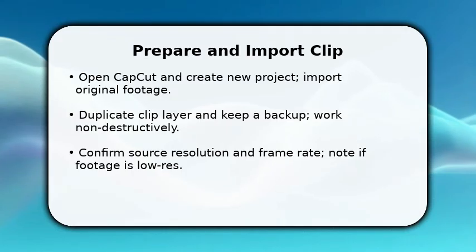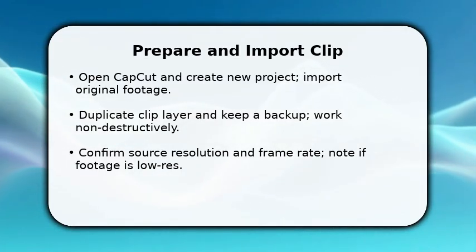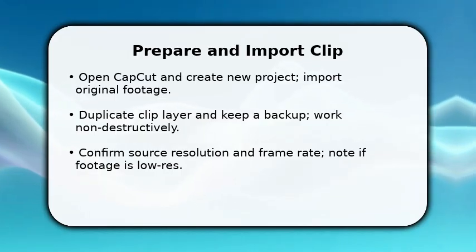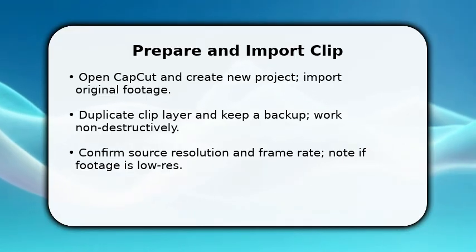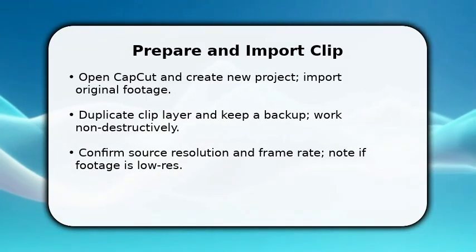You start by importing the out-of-focus video and immediately duplicating the clip so you never overwrite the original. Once done, scrub the timeline to a representative shot and make note of the source resolution and frame rate because Capcut's enhancement depends on that data.